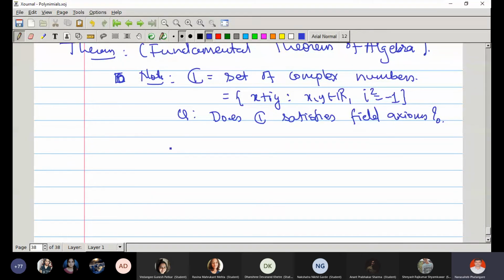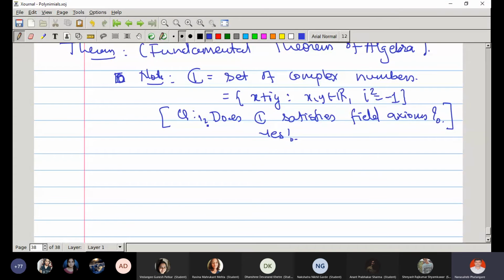Does C satisfy all field axioms? What is your answer? You check this. This is again a basic question. Does every complex number have an additive inverse? Does every non-zero complex number have a multiplicative inverse? What is the additive identity? What is the multiplicative identity? All these things you can check. And the answer is yes.